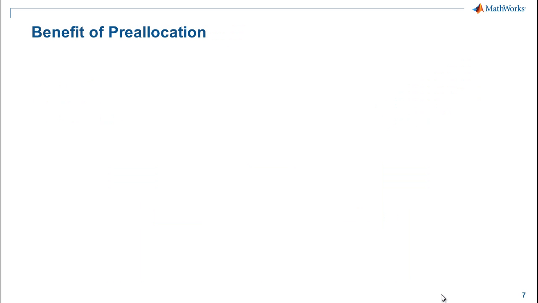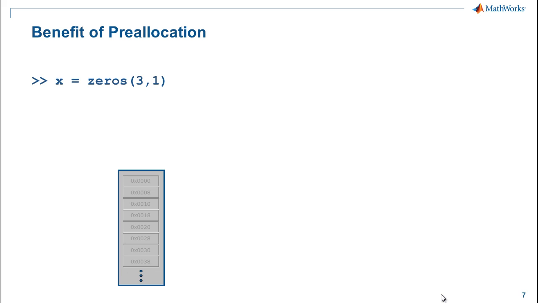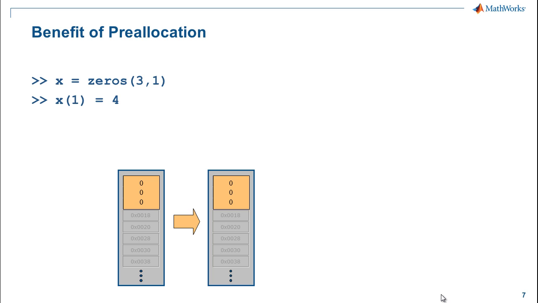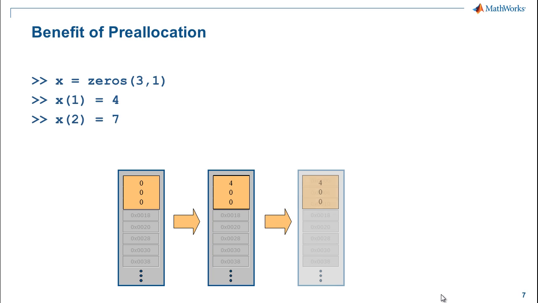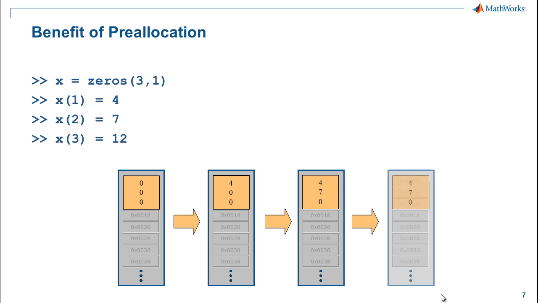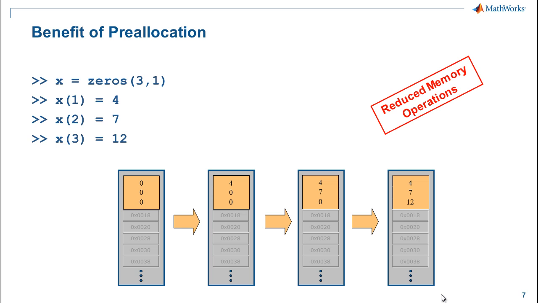Instead, if you pre-allocate, say by using zeros of 3 by 1 in the previous example, MATLAB will find a space big enough to store 3 numbers. And now whenever you are assigning a number to any particular index, all MATLAB has to do is go and replace that memory location. So you have reduced the number of memory IO operations when you are using pre-allocation. Because of these reduced memory operations, you get that performance benefit.